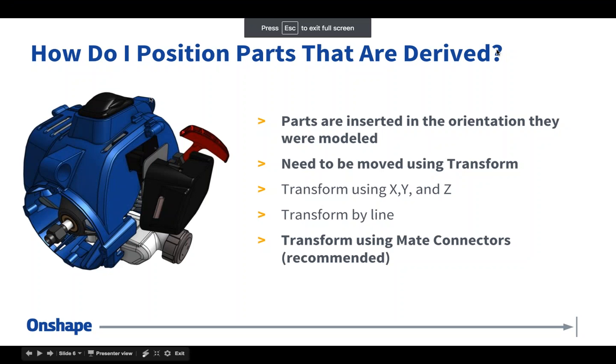So this is probably the most common question I get with regards to transform. I use the derived feature, and they come in and they're not oriented the right way. As I mentioned before, they come in the orientation that they were modeled in. But if they weren't modeled with respect to each other, that's not very helpful to you. So the question ends up, how do I position parts that are derived? I've inserted these parts. They're not in the correct orientation. How do I position them? And the short answer is a command called transform. They need to be moved using transform.